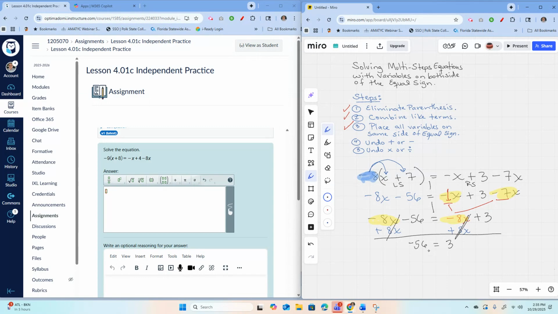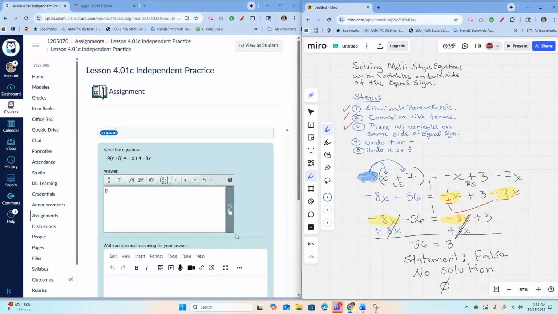When you get one of these types of answers where there's no variable, we call that a statement. And a statement can be true or false. So is negative 56 equal to 3? False. That's not true. So when you get a false statement, we say that there is no solution. Okay, no solution. There's no value for the x that will work in the equation. That's basically what that means.